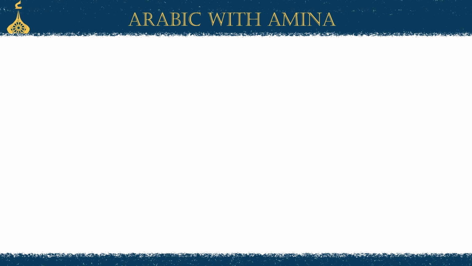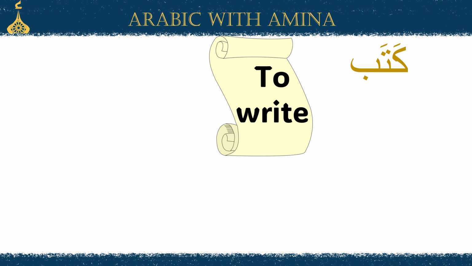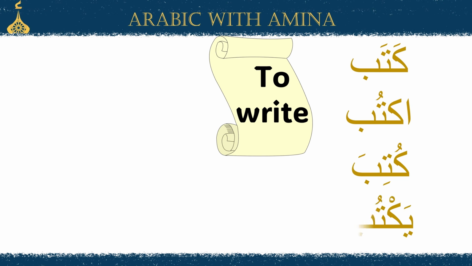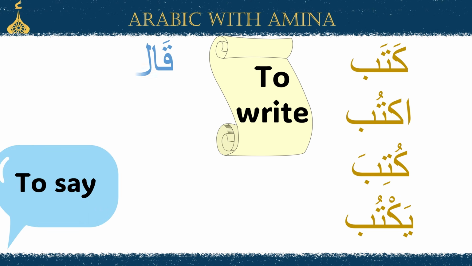In Arabic, verbs follow a pretty structured pattern. Take the verb to write, كتب, and across its different forms, it stays recognizable. اكتب, كتب, يكتب. But some verbs completely go astray from that. Take the verb to say, قال, and its different forms, قل, قيل, يقول.